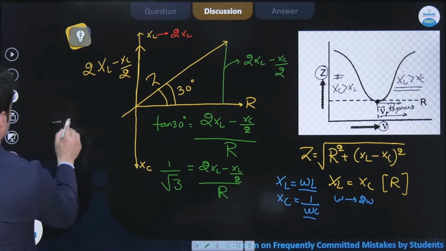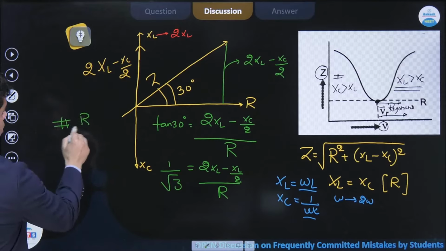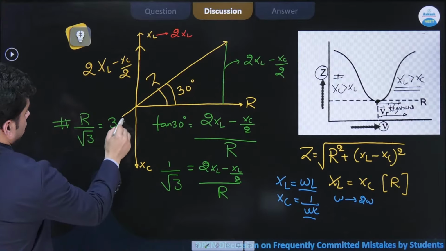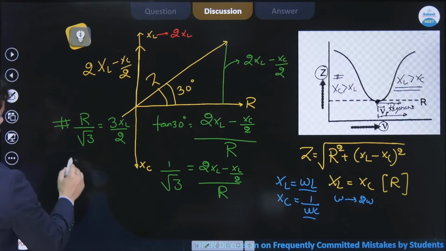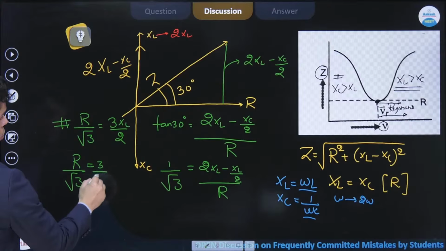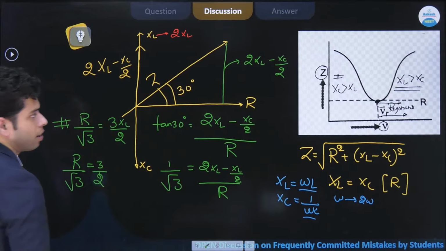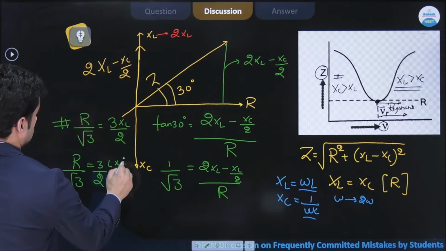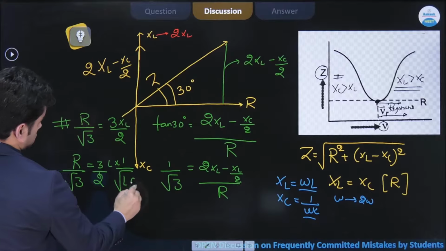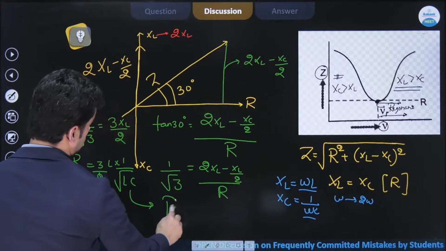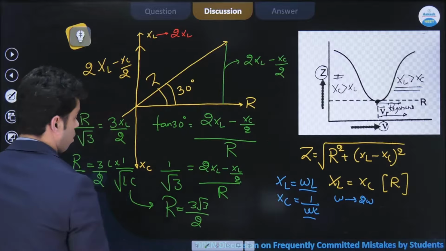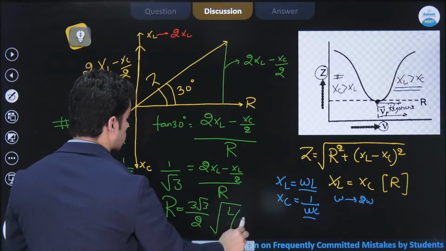Okay, I'll write it over here. So I can write that R/√3 it is equal to 3XL by 2, or I can write that R/√3 it is equal to 3/2 omega into L. Omega is your resonant frequency, so it is L into 1/√LC. So from here R is coming out to be equal to 3√3/2 under the root of L by C.